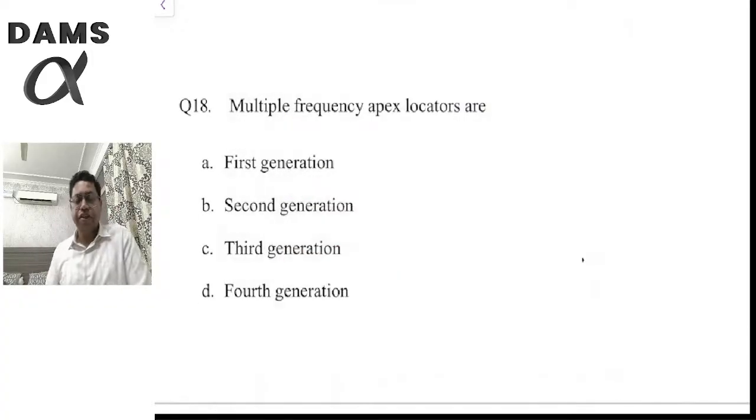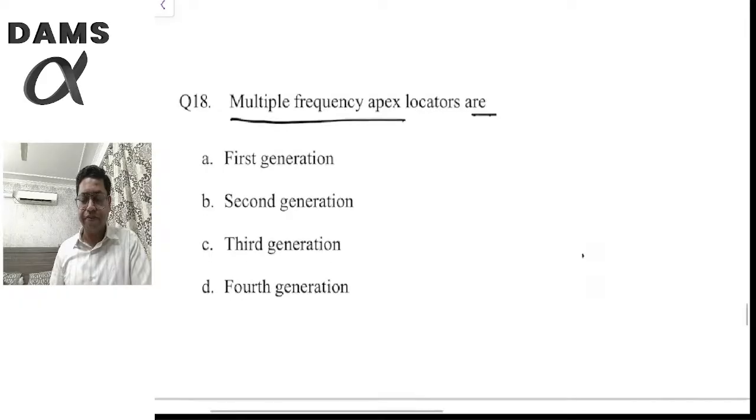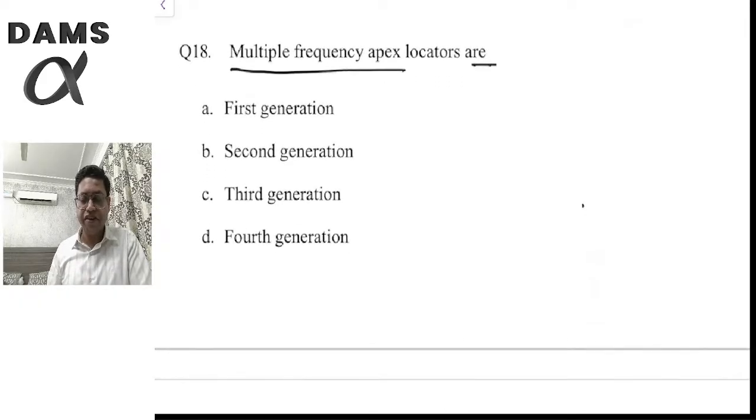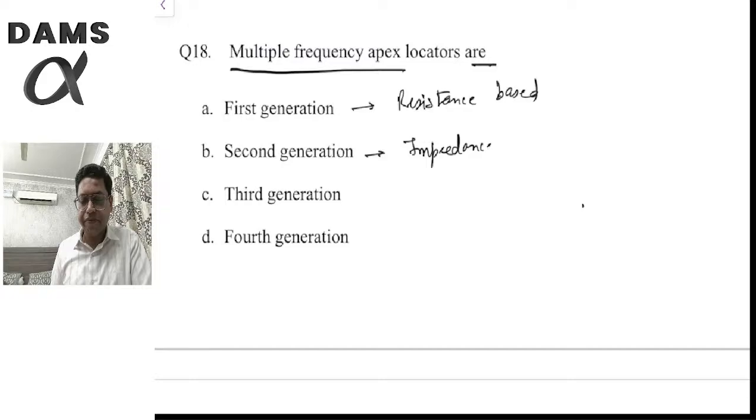Next question, question number 18. The multiple frequency apex locators are first generation, second generation, third, and fourth generation. This is a question related to electronic apex locators. We know the generations of apex locators: the first generation are called resistance based. They measure the resistance to the flow of current. The second generation are called impedance based.